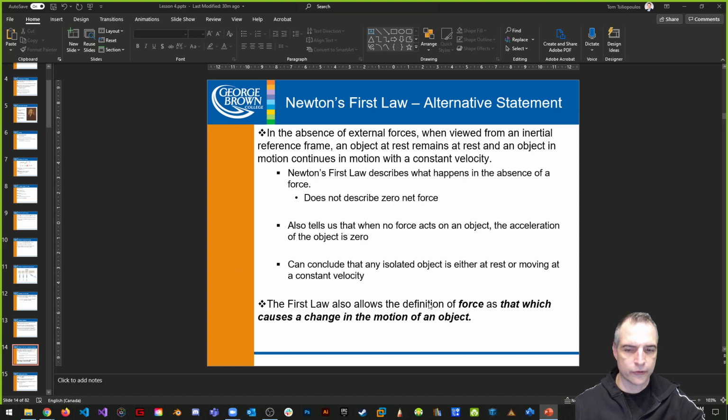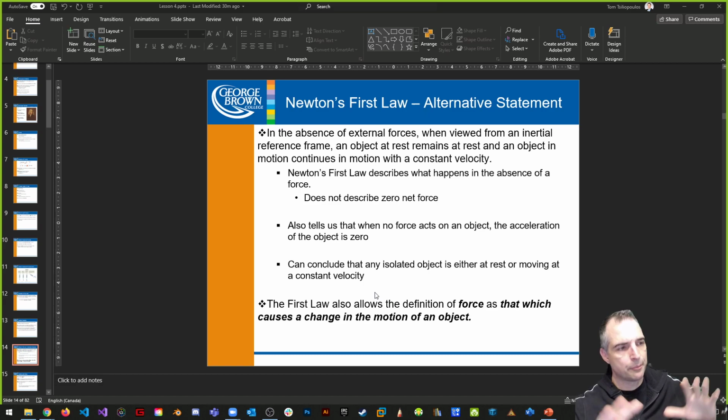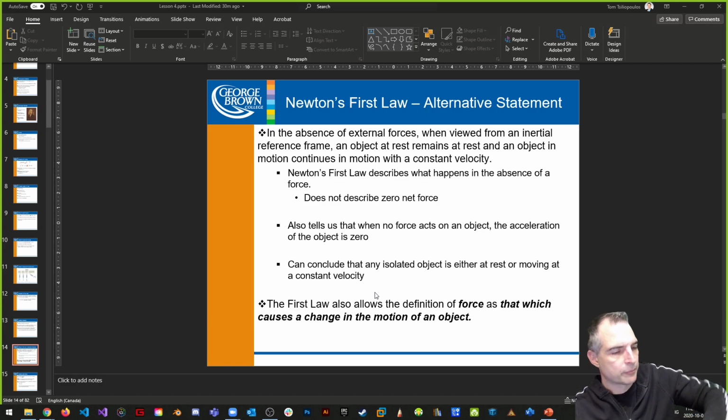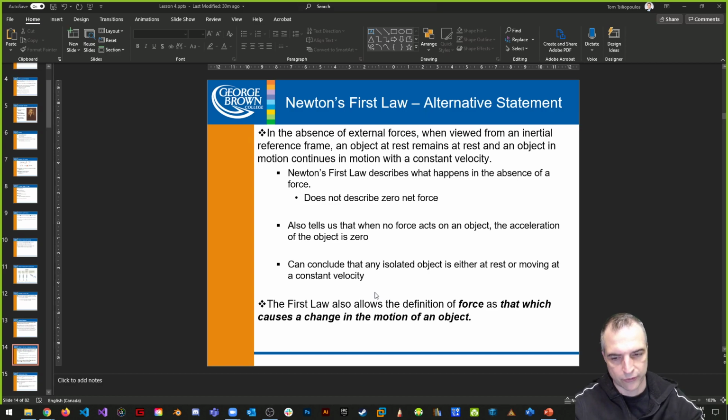And the first law also allows this definition of force as that which causes a change in the motion of an object. So there's no force unless the motion of an object has altered. So here's a thing about that. If I apply a lot of force on an object, but it doesn't move, then the net force is zero. Right? That's the thing that happens. So we can kind of measure force that way as well.